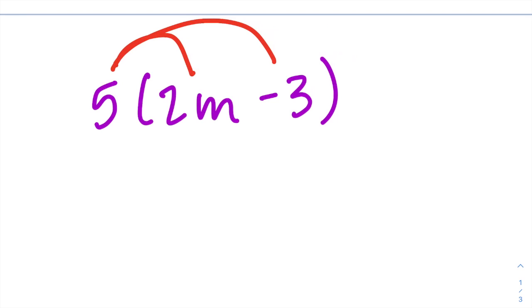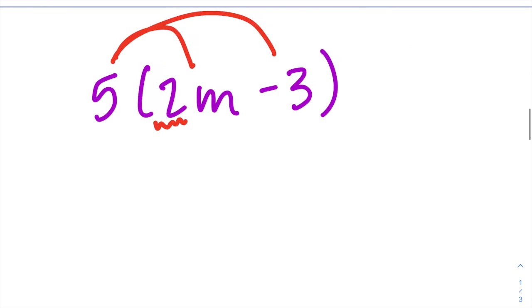I am going to multiply the coefficient by the 5. So remember from our last conversation, if you watch the last video, the coefficient is the number that's in front of the m. I am multiplying 5 times 2m. A reminder for us all how multiplication works.